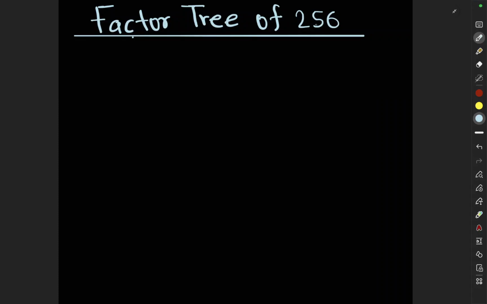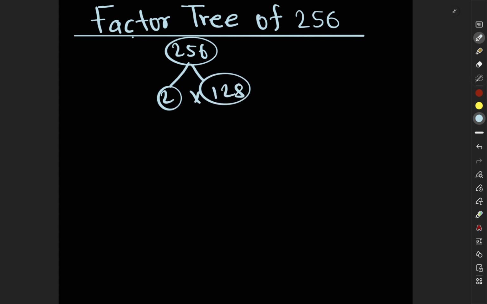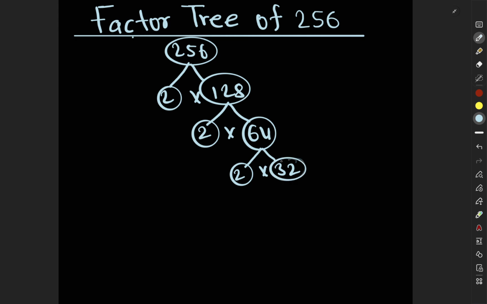Factor 3 of 256. So 256 can be written as 2 times 128. 2 times 128 means 256. 128 can be written as 2 times 64. 2 times 64 means 128. 64 can be written as 2 times 32. 2 times 32 means 64.